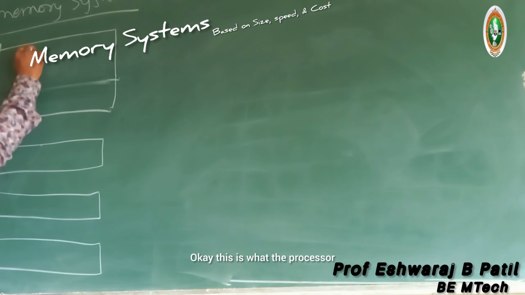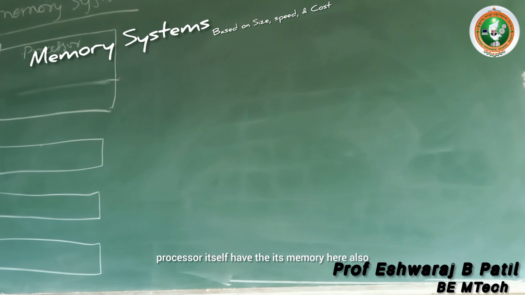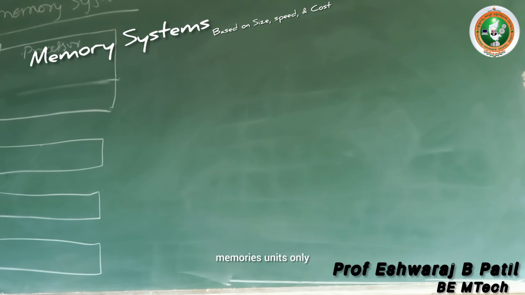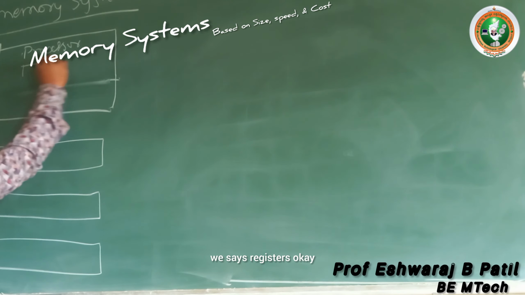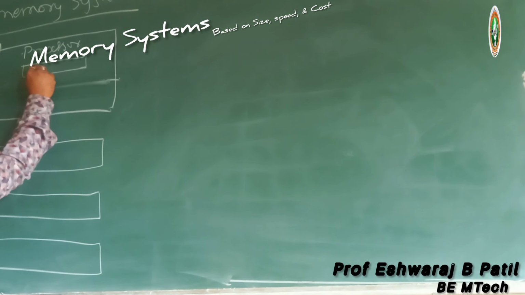This is the processor. The processor itself has its own memory here also. What is that memory? We call it the registers. Registers are sometimes called memory units because they store data. You write here: registers.